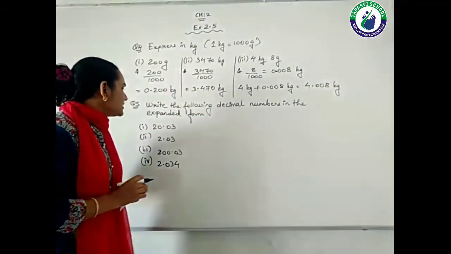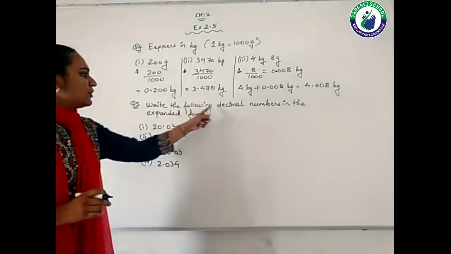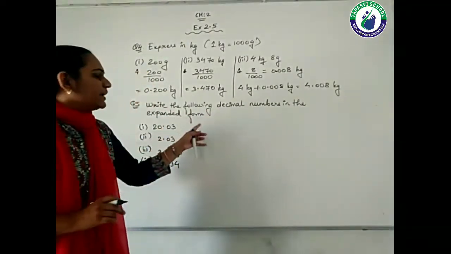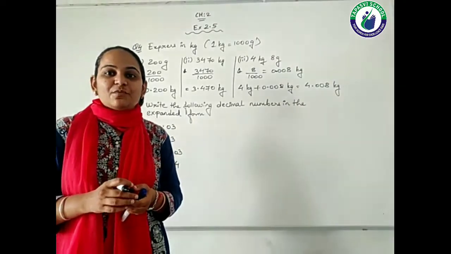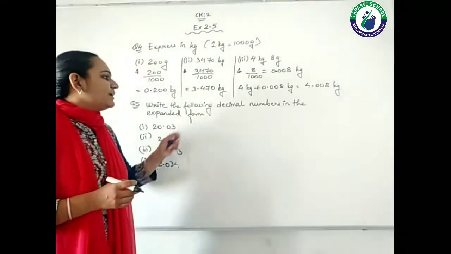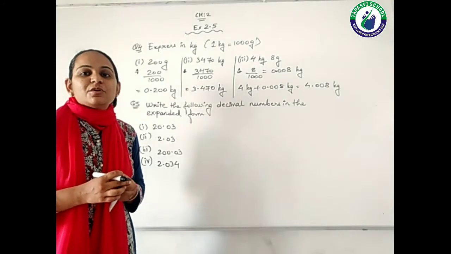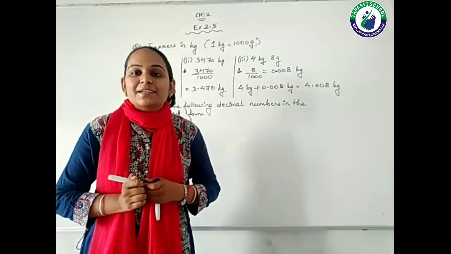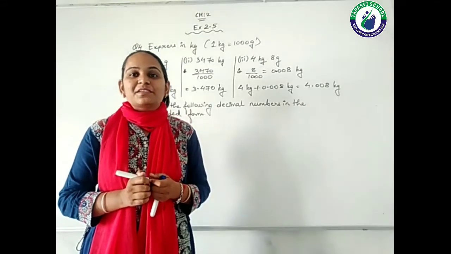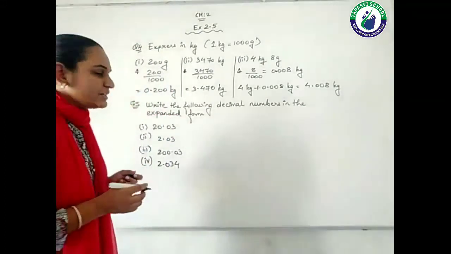Now see this, students, next question, question number 5. Write the following decimal numbers in the expanded form. So this we need to write in the expanded form, students. इसको हमें expanded form में लिखना है. So expanded form you have already studied from standard 3 onwards. But this is the expansion of decimal numbers. So see how to do it.